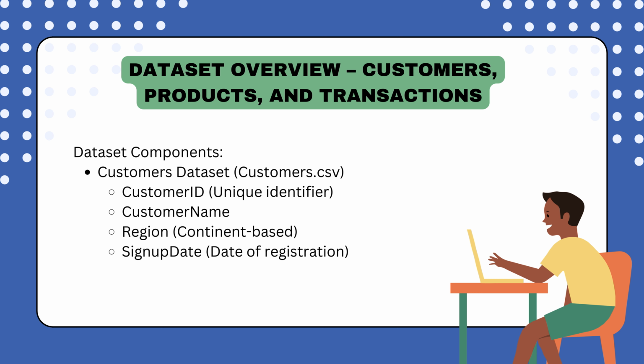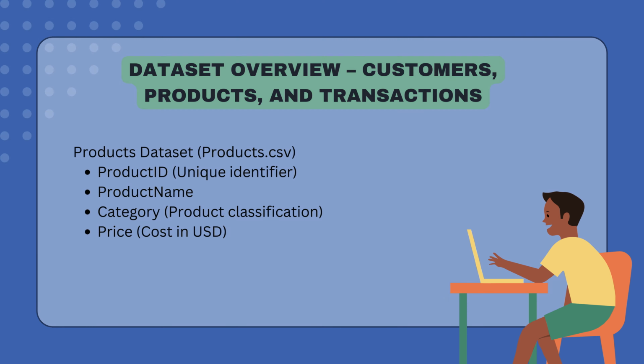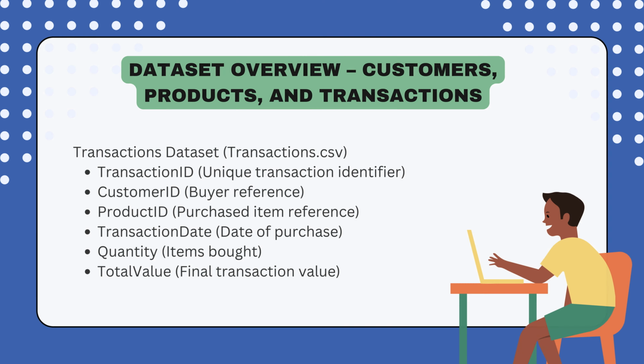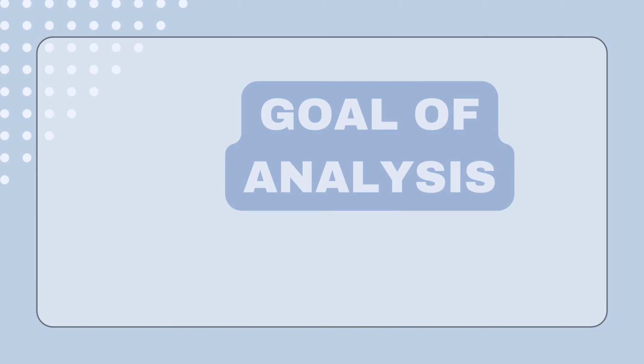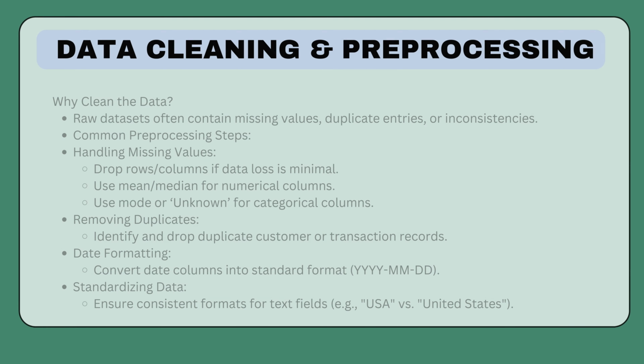The customers dataset includes unique customer IDs, names, regions, and signup dates. The products dataset contains product details, such as categories and prices. Finally, the transactions dataset records purchases, including transaction dates, quantities, and total values. Goal of analysis. Through EDA, we aim to understand customer behavior, identify top-selling products, and analyze revenue trends over time.